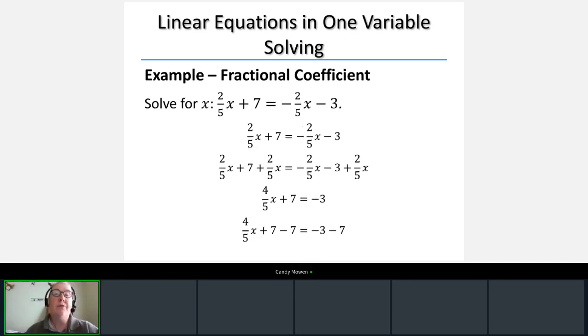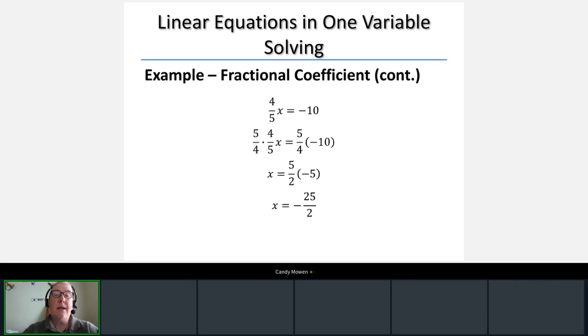Here, we can solve 2/5 x plus 7 equals negative 2/5 x minus 3. So what we can do is add 2/5 x to the right and to the left, and we get 4/5 x plus 7 equals negative 3. Subtract 7 from both sides, and you are going to get 4/5 x equals negative 10. We're going to do the reciprocal, or multiply both sides by 5/4. And that leaves us with x equals 5/4 times negative 10, and then it's negative 25 over 2.